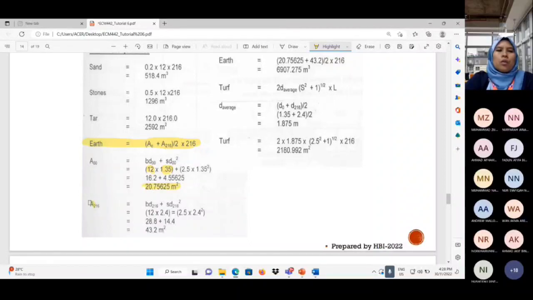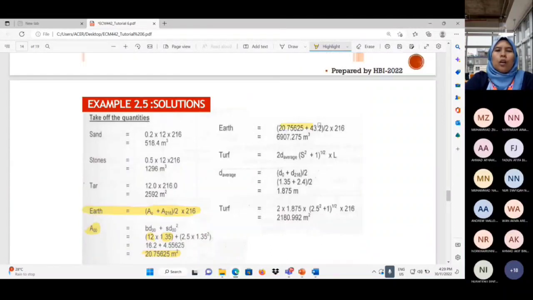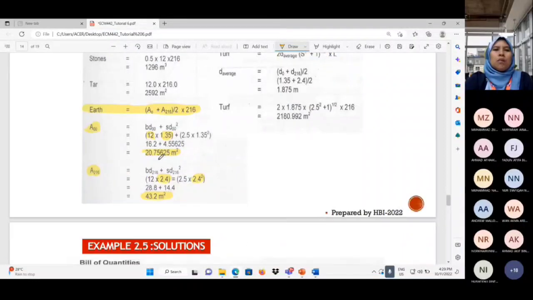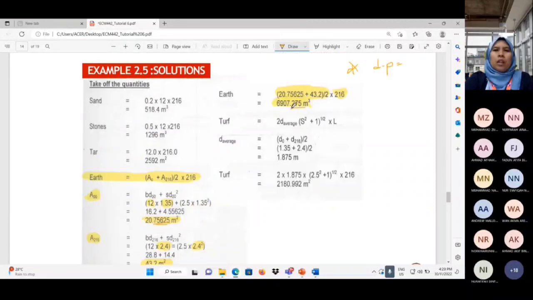The same for chainage 216, where D is 2.4. So you will get the area. This area needs to be averaged: you divide it by 2, multiply with 216, and you will get the volume of the earth. I just want to remind you here, in your calculation, be consistent with the decimal points. In this example, the decimal points are not consistent. Sometimes it goes to 5 decimal points, sometimes 2 decimal points, and this one is 3 decimal points.